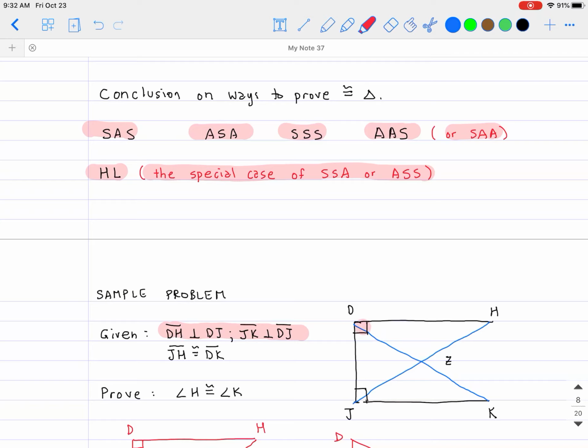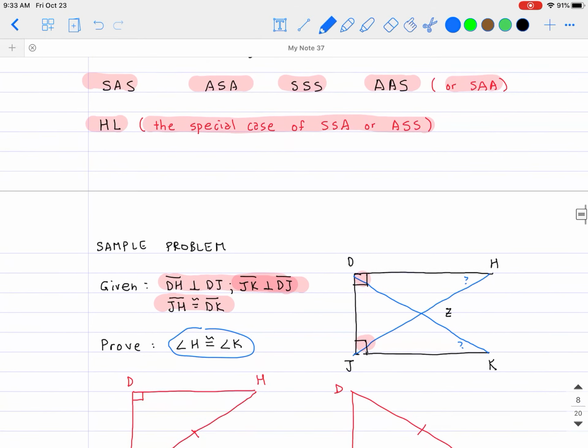Okay, so here's your sample problem. In this picture, what is true is that we're given DH is going to be perpendicular to DJ. So that is where the right angle is right here. Then also JK is going to be perpendicular to DJ. So that's a right angle right there. Finally, I have JH is congruent to DK. So you can see those are given as blue line segments. And what I would like to do is prove that angle H is going to be congruent to angle K. So that's located right here and right here.